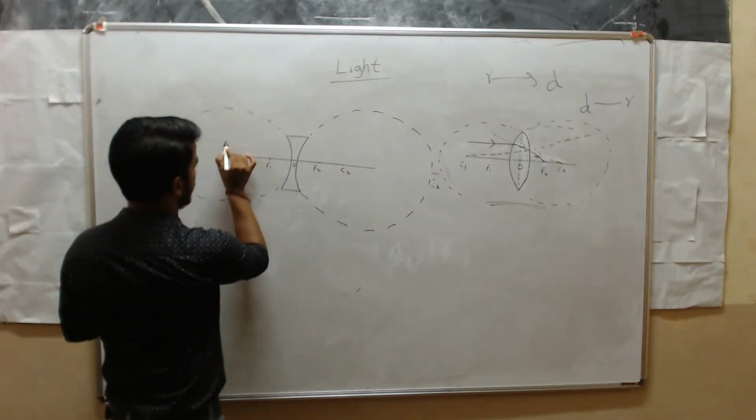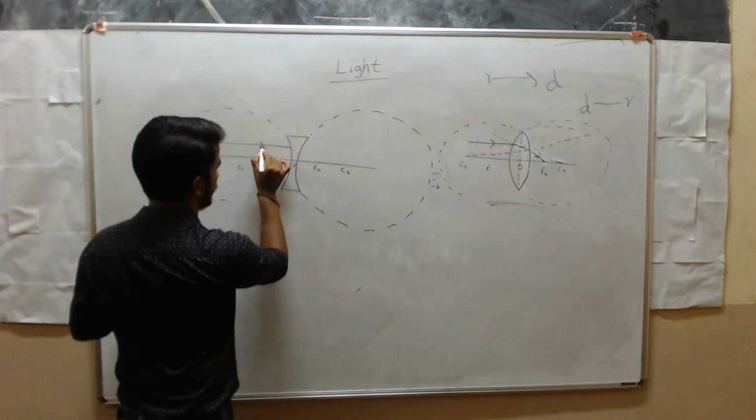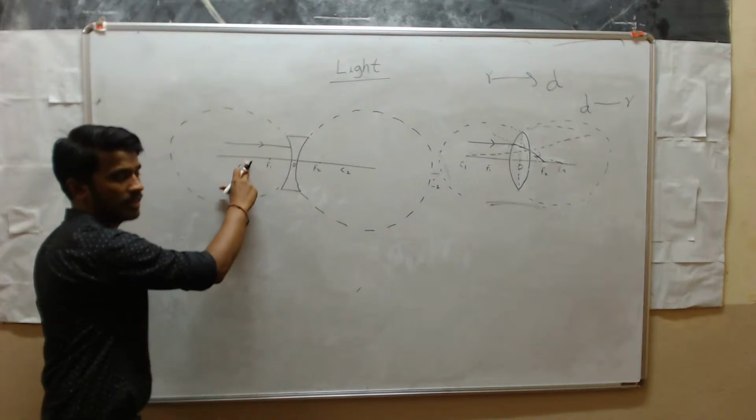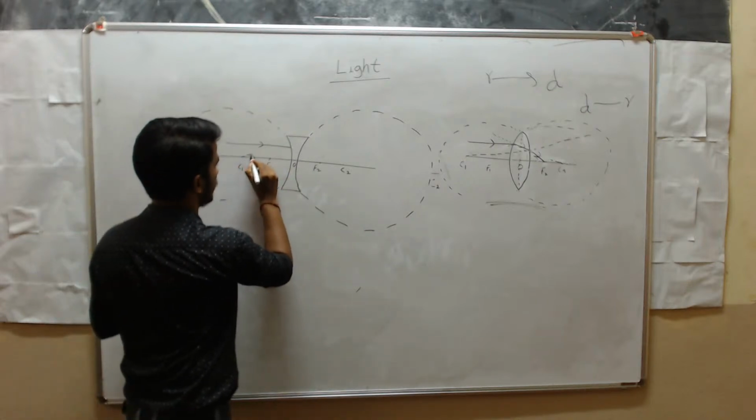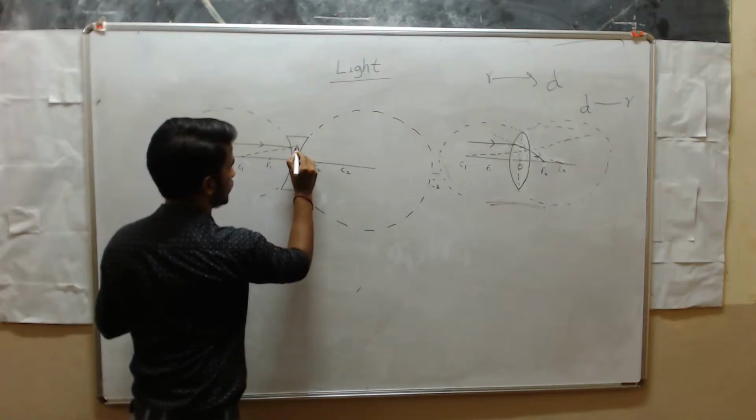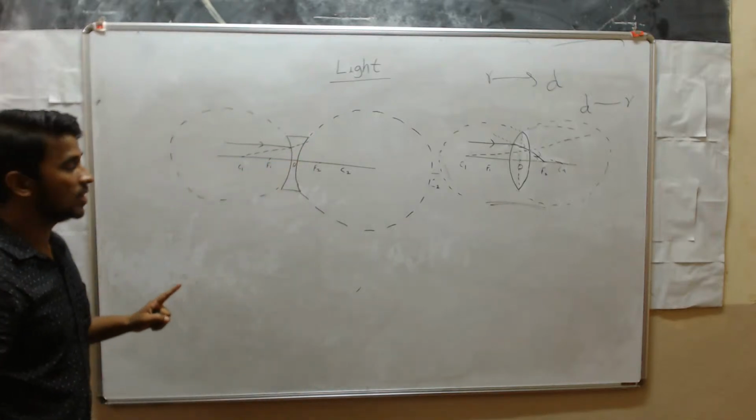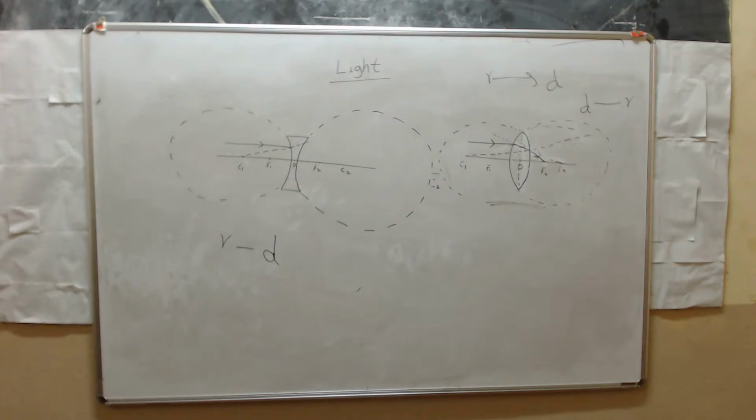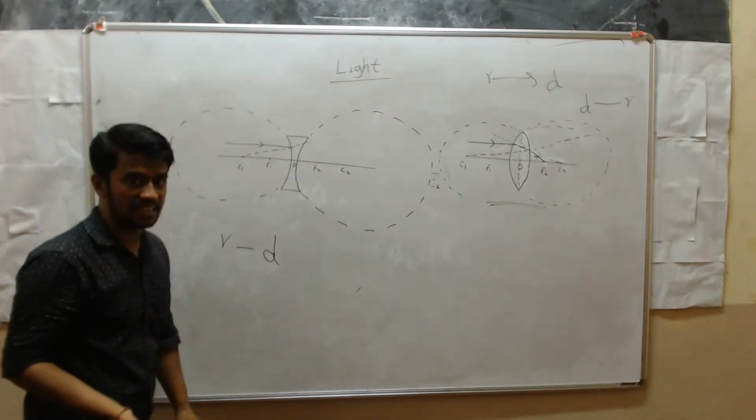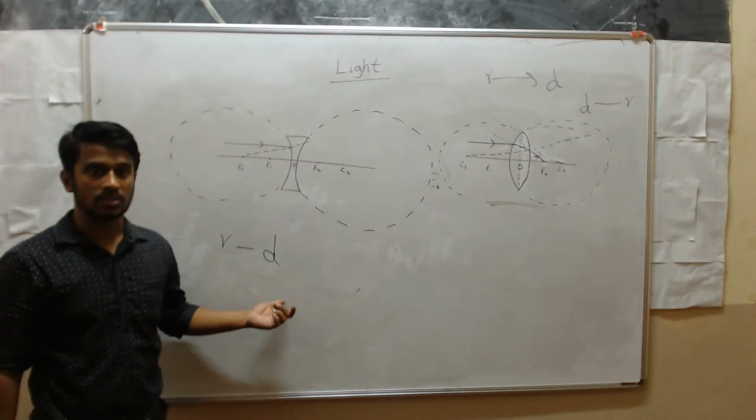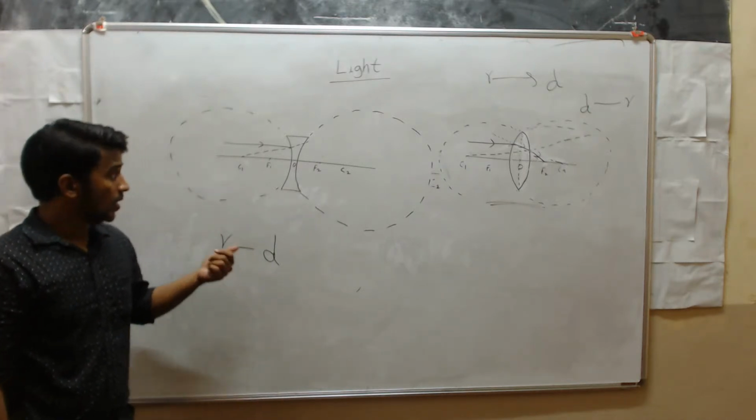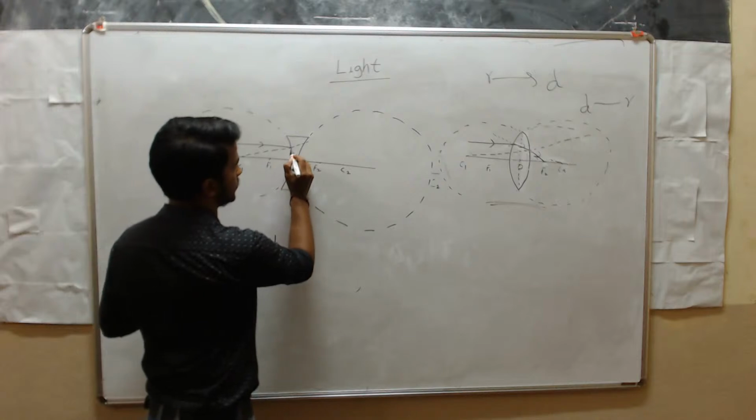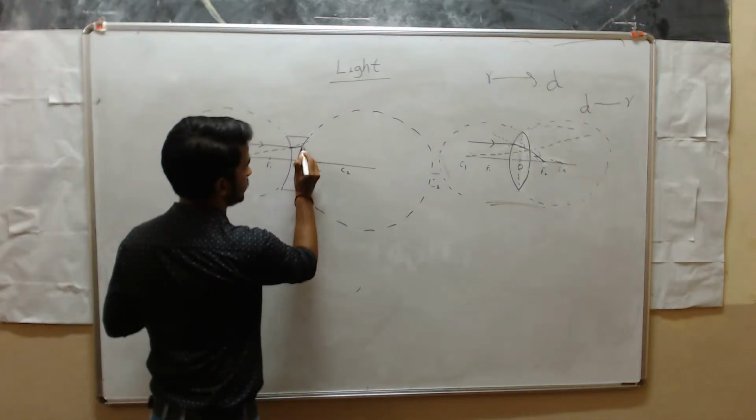Now consider one ray of light passing parallel to the principal axis. How to draw the normal here? For this surface, C1 is the center, right? So we should draw the normal from C1 like this. Now here, a ray of light is traveling from rarer medium to denser medium. How does it bend? Here the speed of light decreases, because it is traveling from rarer to denser. So in this case, the ray bends towards the normal. It bends like this.